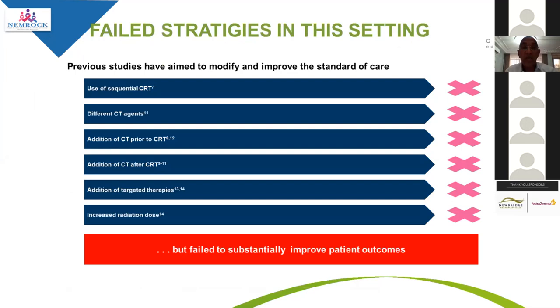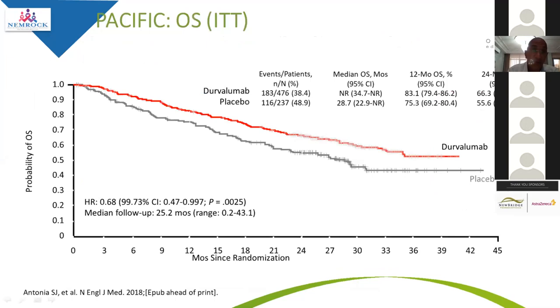So we've got a lot of failed strategies, increasing the dose of radiotherapy. We just heard from our radiotherapist, Dr. Hichem, that stereotactic radiotherapy, again, is not of much benefit for these patients. And we've also seen that consolidation chemotherapy is not of benefit for these patients. Then we had the Pacific, clearly described by Professor Khoury, with an overall survival benefit for these patients, hazard ratio of 0.68.